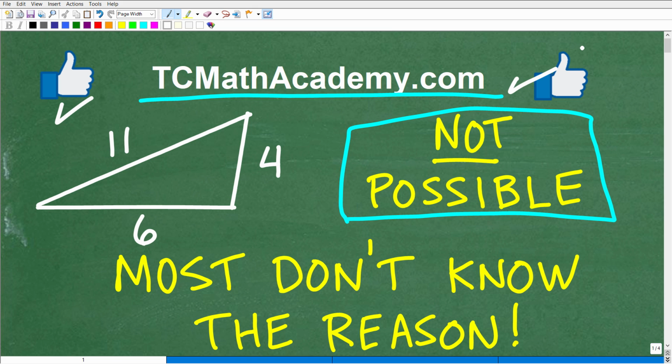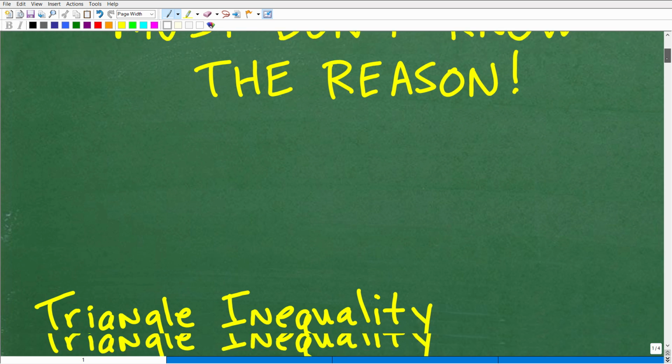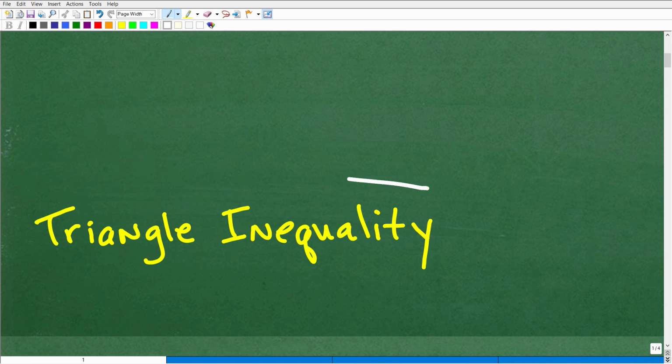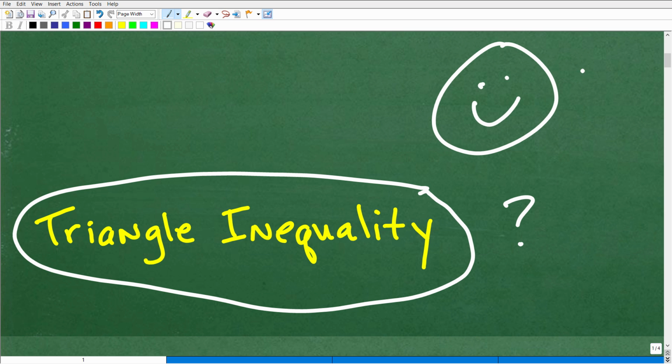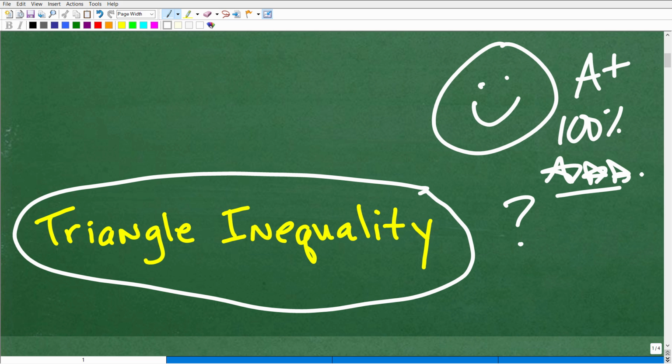Okay, so why is this not a real triangle? It certainly looks like a real triangle, but it is not. And the reason it's not is because of the triangle inequality. Now, that doesn't mean much. Some of you are like, well, I don't even know what that is. What does that mean? I'm going to explain this in a second. But if you're like, yes, I knew it was the triangle inequality, well, we must give you a nice little happy face and an A plus, 100%, and multiple stars. You can brag to your friends and family that indeed you are a professional expert about the properties of triangles.